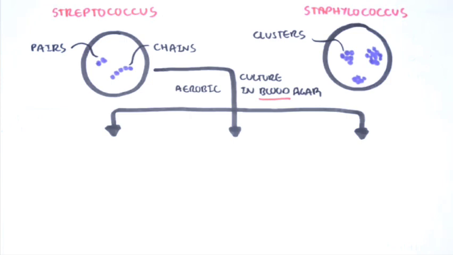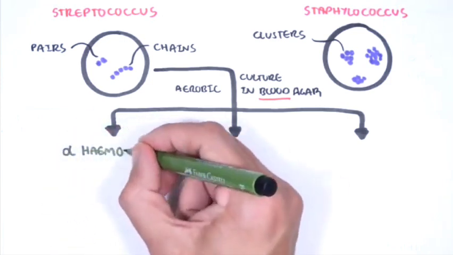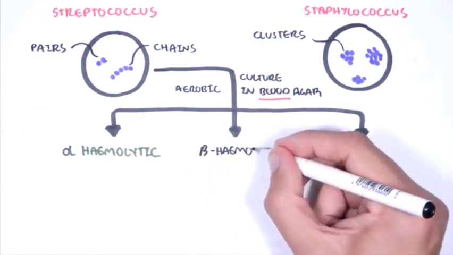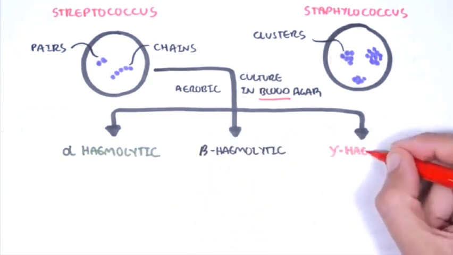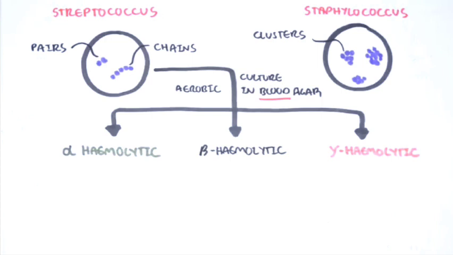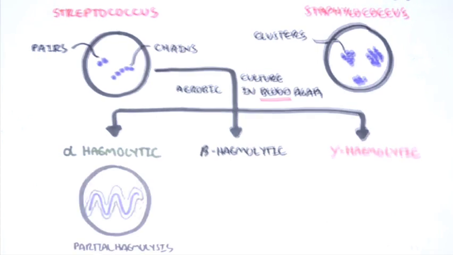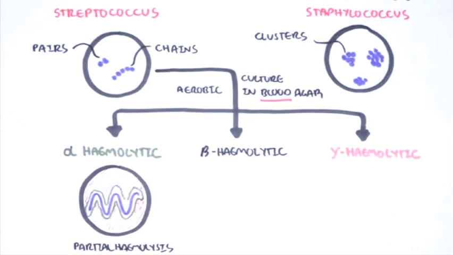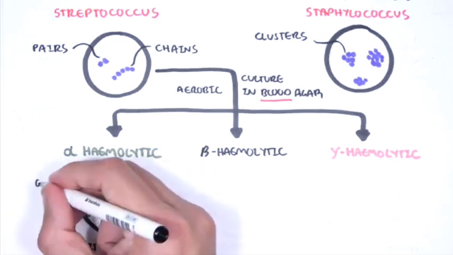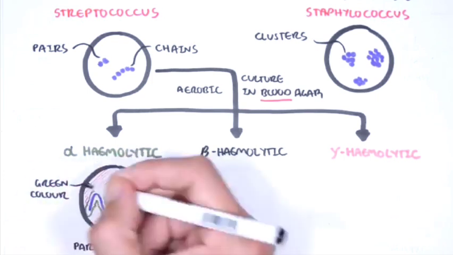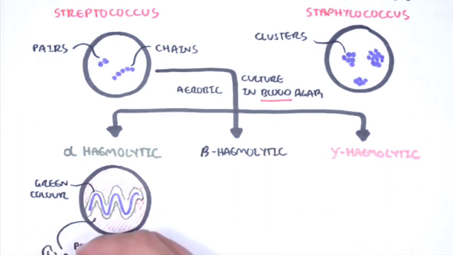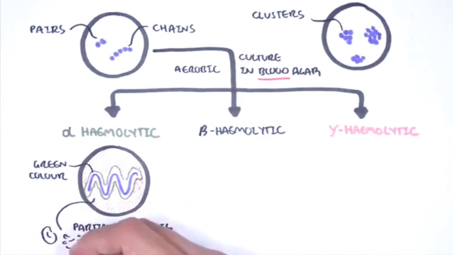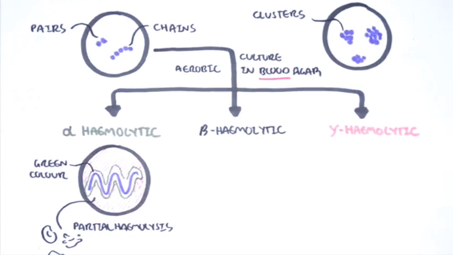Streptococci are divided into three hemolytic groups: alpha hemolytic, beta hemolytic, and gamma hemolytic. Alpha hemolytic is where the streptococci cause partial hemolysis. So on the blood agar, there is a small area around the bacteria that is smeared, which has cleared and displays a greenish type color. Partial hemolysis means some of the red blood cells on the plate have hemolyzed.